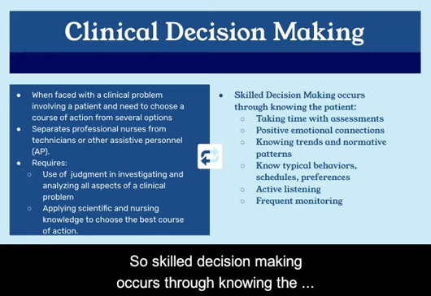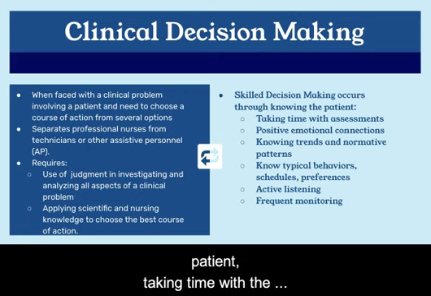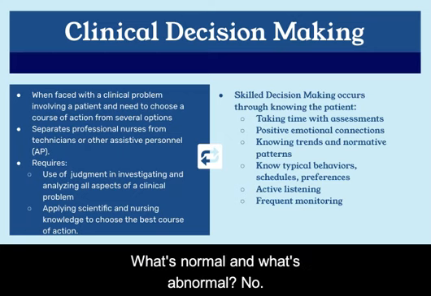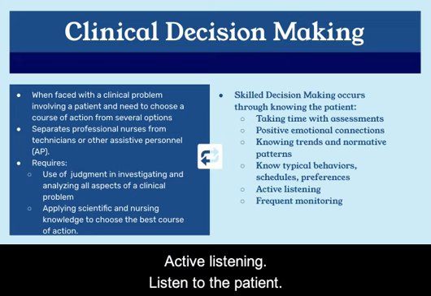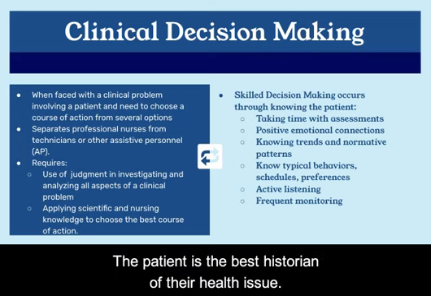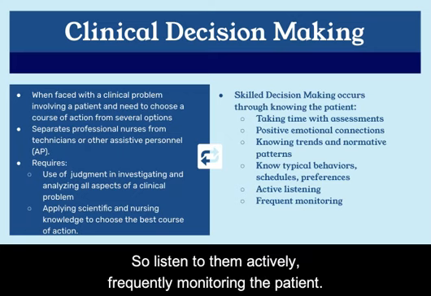So skilled decision making occurs through knowing the patient, taking time with the assessments, positive emotional connections, knowing trends. Okay, is it getting worse? Is it getting better? What's normal and what's abnormal? Know typical behaviors, schedules, preferences of the patient. Get to know your patient. Active listening, listen to the patient. The patient is the best historian of their health issue. So listen to them actively. Frequently monitoring the patient.